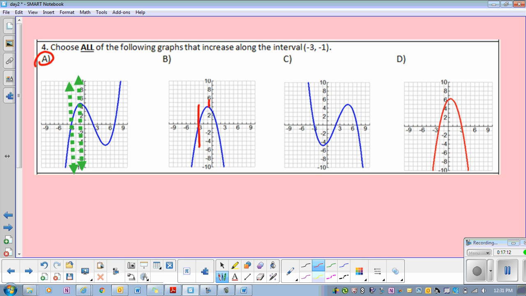-3 to -1, does that one work? From the left to the right, this one works, it is increasing. What about this? No, because the graph is decreasing. And what about this? Yes. So you have 3 answer choices here. Questions about this?